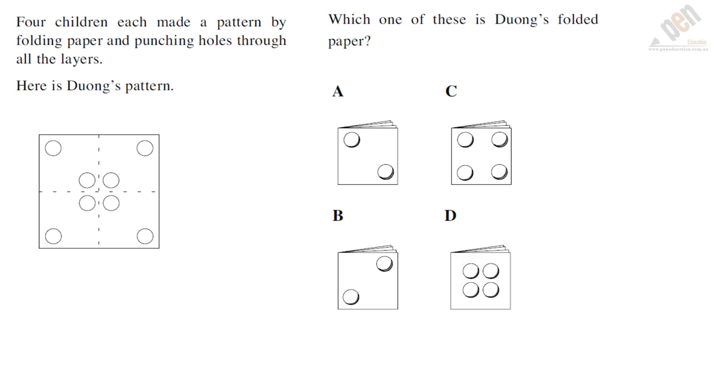4 children each make a pattern by folding paper and punching holes through all the layers. Here is Duong's pattern. Which one of these is Duong's folded paper? Again, this is a visualization problem and is very difficult to describe if you aren't able to really see what's going on inside your mind's eye.